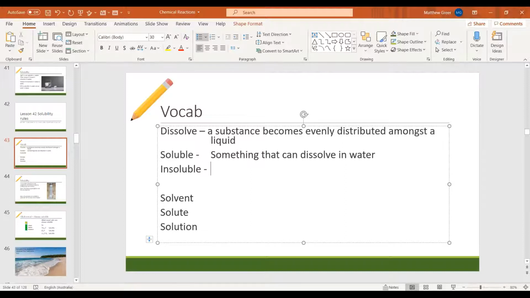Insoluble, guess what? It's the opposite. Something that can't dissolve in water. Done. Just because we want to have the basics down. So when I say this substance is insoluble, that means it can't dissolve in water. Instead of dissolving, it forms a solid and sinks to the bottom of the test tube. That's why I said a solid becomes evenly distributed amongst the liquid, because we're going to mostly be dealing with solids, not dissolving gas into a liquid.